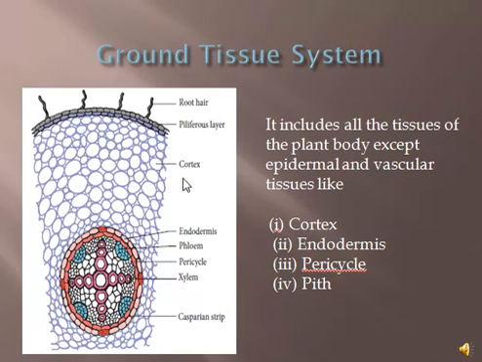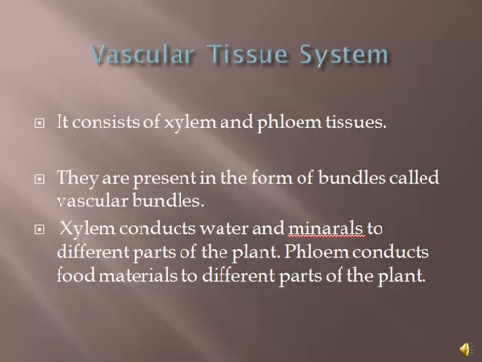So this part is cortex. Cortex is a part of ground tissue system. After cortex we can find single layer endodermis. It is a part of ground tissue system. After endodermis we can find pericycle. The pericycle is a part of ground tissue system. Pith is a part of ground tissue system. In roots, the central part has loosely arranged cells, that is pith. Cortex, endodermis, pericycle, pith. These are the four components of ground tissue system.